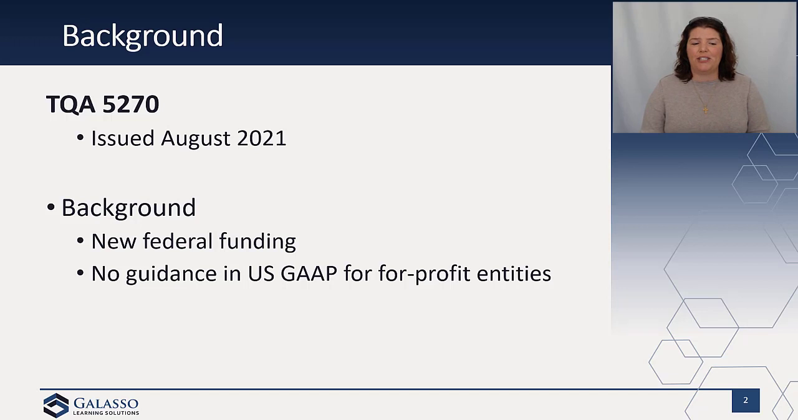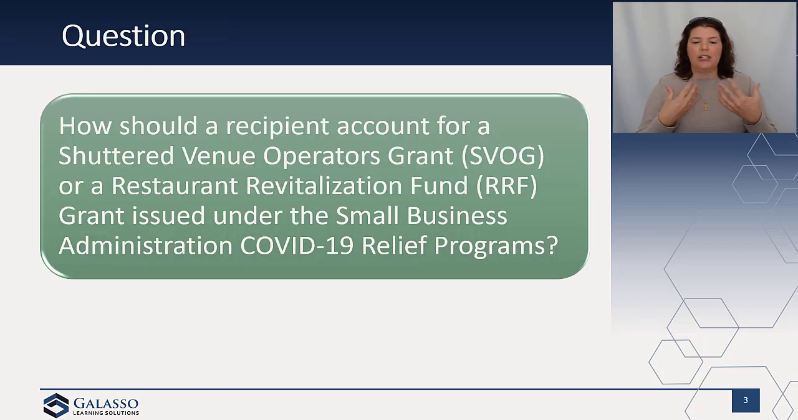So TQA 5270 was issued in August to address some of this new federal funding, in particular the shuttered grant and the restaurant revitalization fund. And again, for most of these going to for-profit entities, there's no guidance in GAAP for these transactions. We don't have a government assistance recognition and measurement. We're expecting relatively soon government assistance disclosures, but that still doesn't help us with recognition and measurement. So the question that was asked was, how should a recipient account for these shuttered venue operating grants or restaurant revitalization funds that were issued under the COVID-19 relief fund?